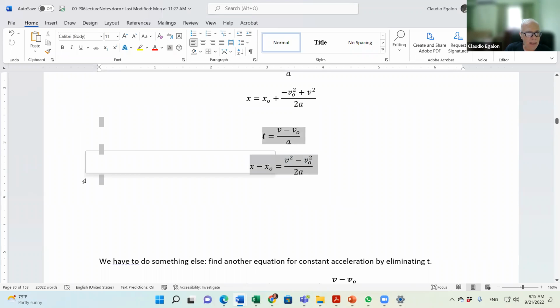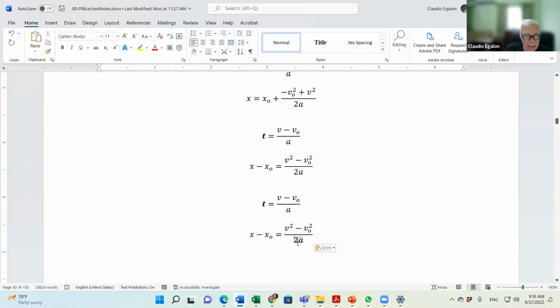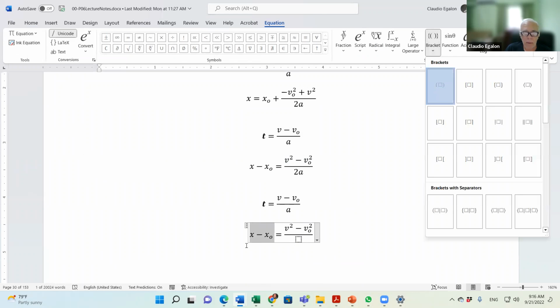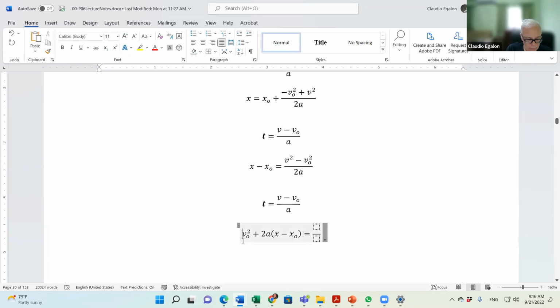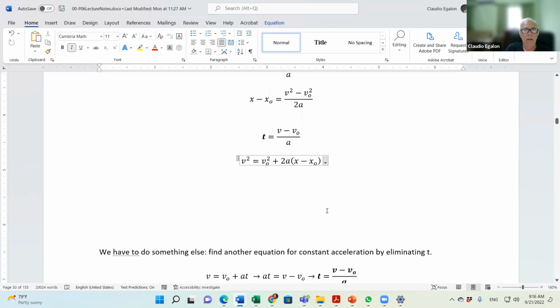And we go to the next step. The next step is what? We pass the 2a to the other side. Let's put a parenthesis here. And then we move the minus V naught square to the other side. It becomes plus V naught square. And we have our Torricelli equation: V square equal to V naught square plus 2a times x minus x naught.